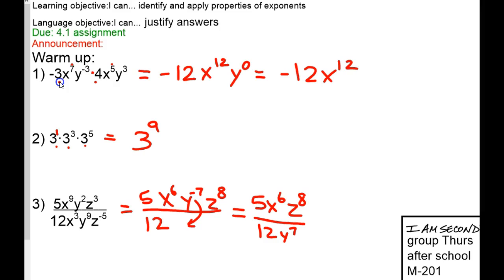If you have not finished 4.1, you might have some time at the end of today after we do these 4.2 notes. So we're doing the next 3 properties. Okay. So let me pass this out and we'll do 4.2 notes.